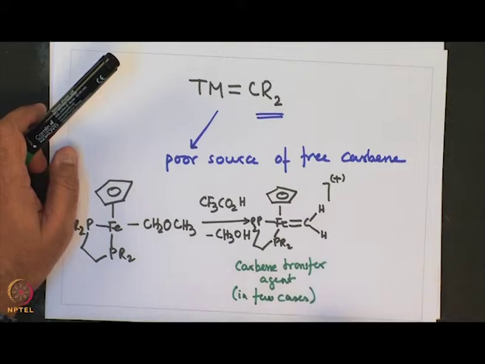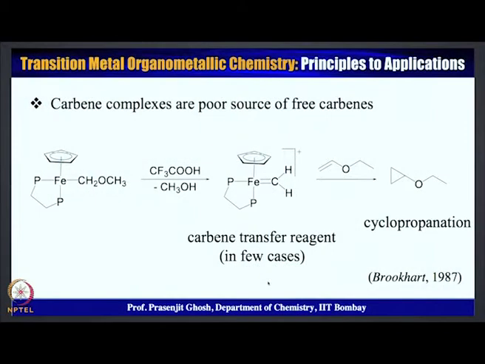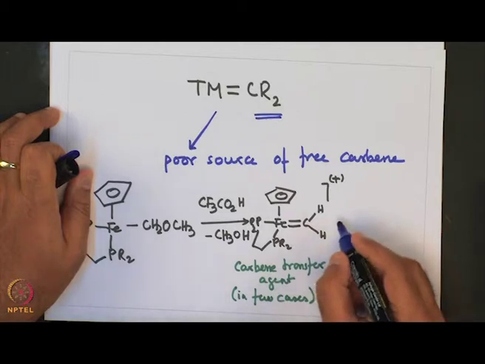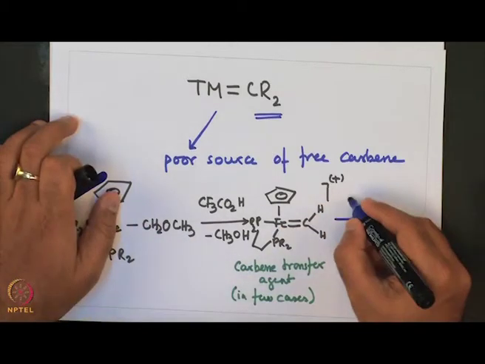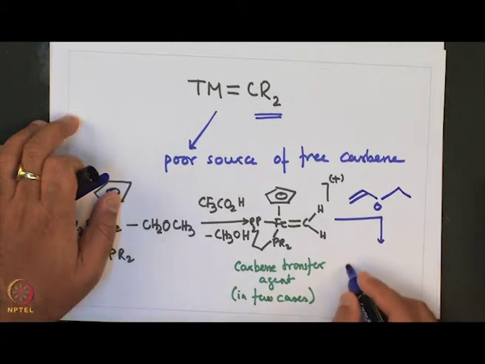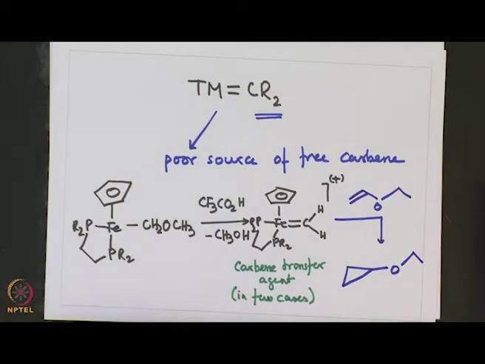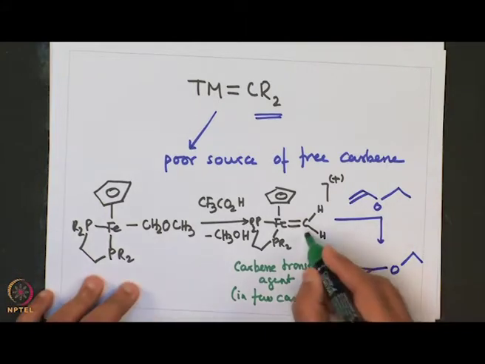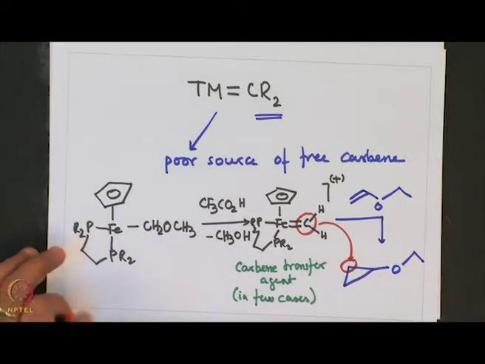So, we are going to look at some examples which show transition metal carbene complexes as carbene transfer agents, and the first example of this chemistry was shown by Brookhart way back in 1987, when he treated this iron complex with a carbene trapping reagent, an olefin, and he was successful in making a cyclopropane ether of the type shown, which clearly demonstrates that the CH2 moiety of the carbene center has added onto the olefinic double bond of the substrate, resulting in cyclopropanation.